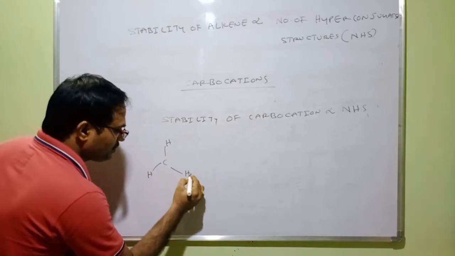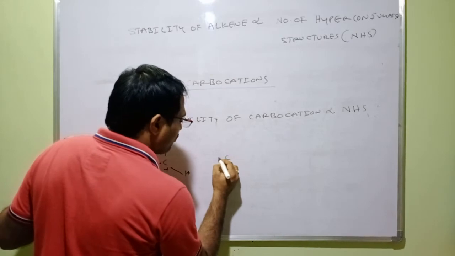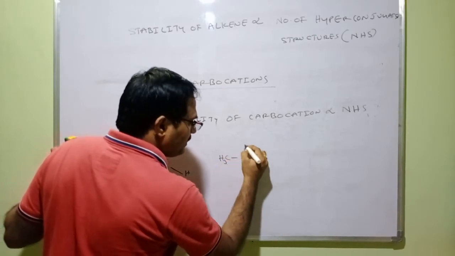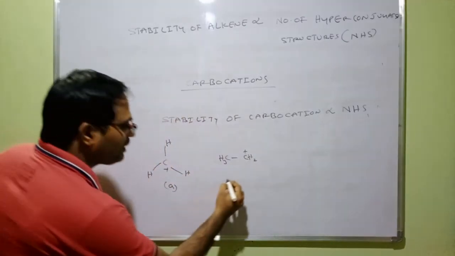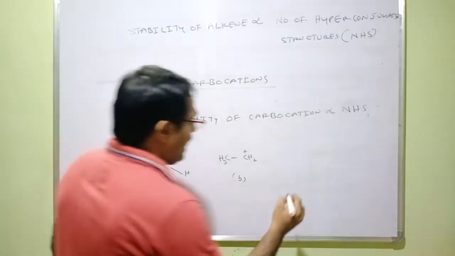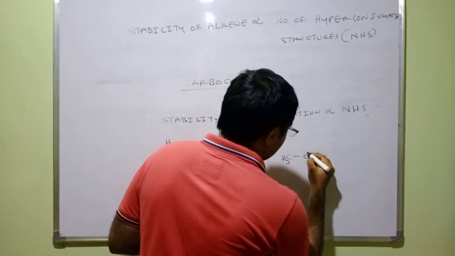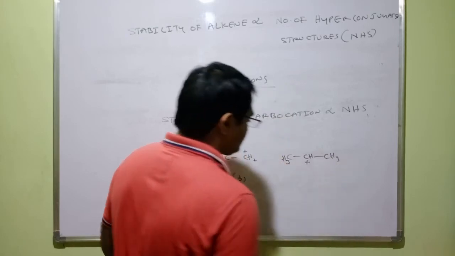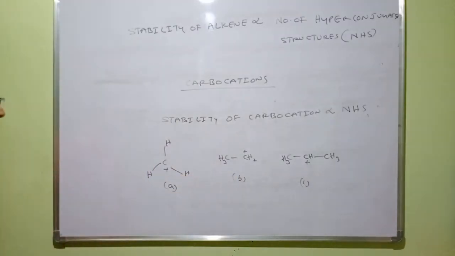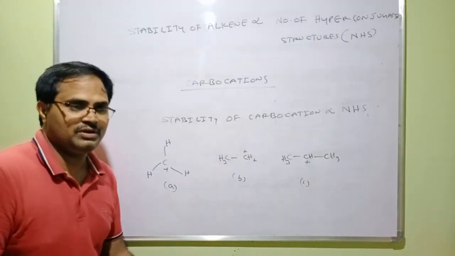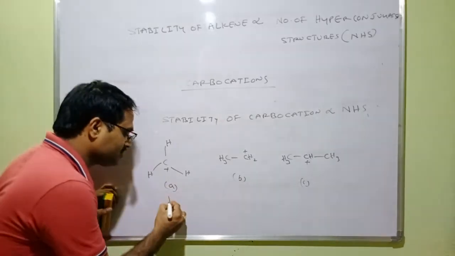examples. This is one carbocation. Let us label this one as A. And let me take one more carbocation, CH3 CH2 plus. This is the second carbocation. Let us label this one as B, and let us take one more carbocation, CH3 plus. Okay, we can take 3 carbocations. So which is more stable? Do we have hyperconjugated structures here?